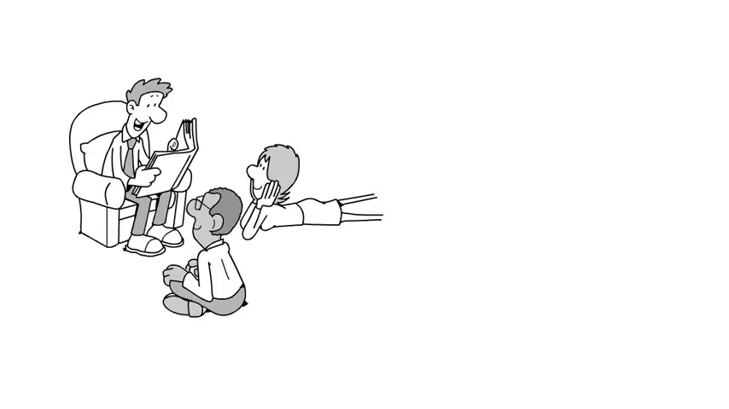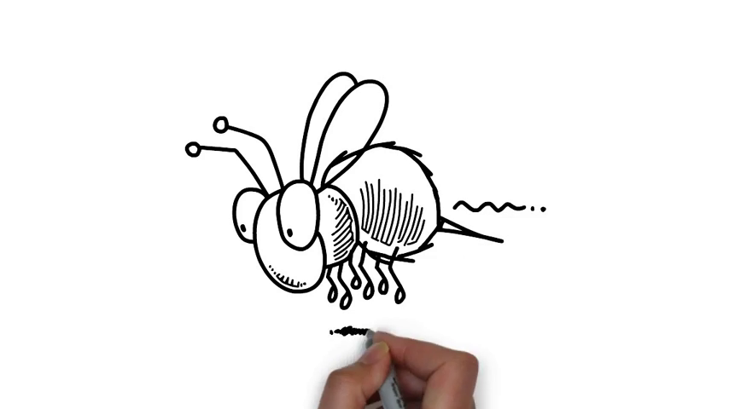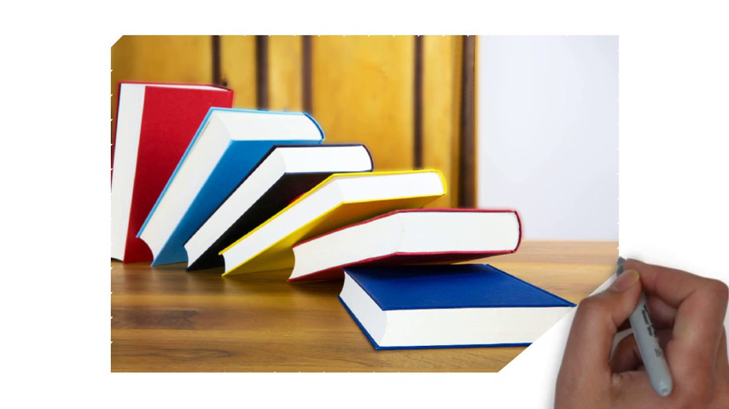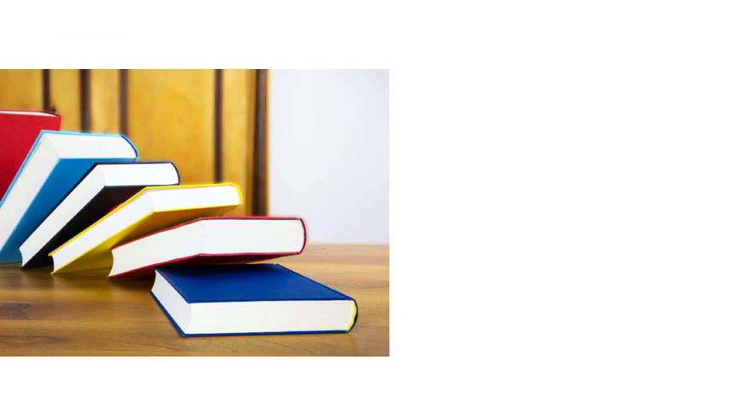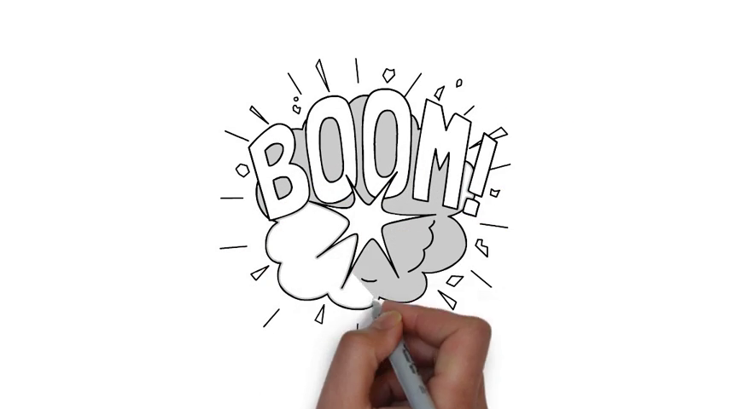For example, instead of saying the bee flew away, you could say the bee buzzed away. Or instead of saying the books fell on the table, you could say the books fell on the table with a thump. The use of buzz and thump in these examples heightens the senses.